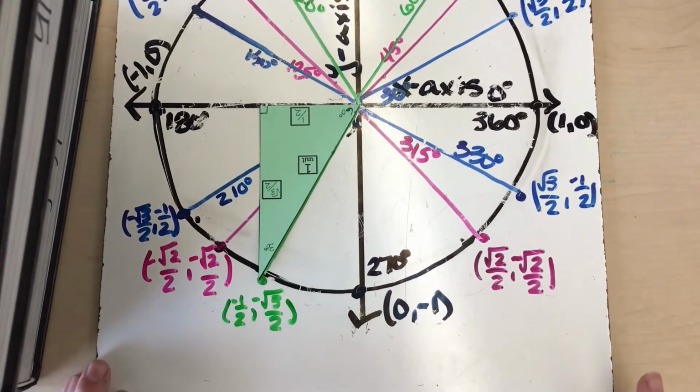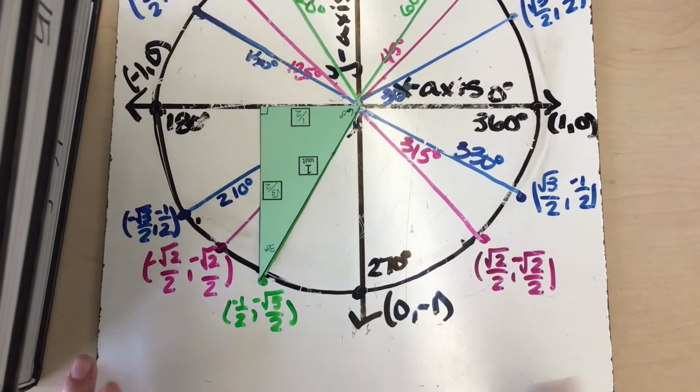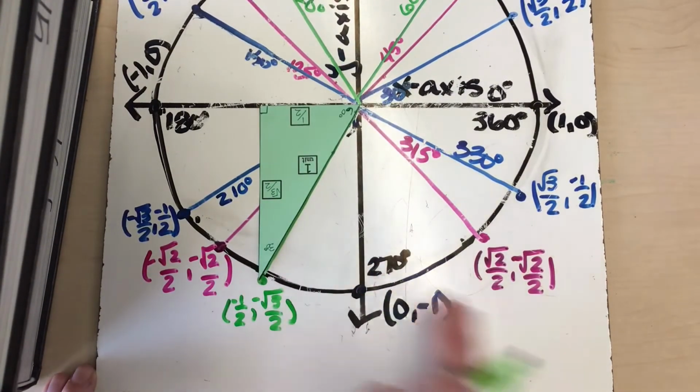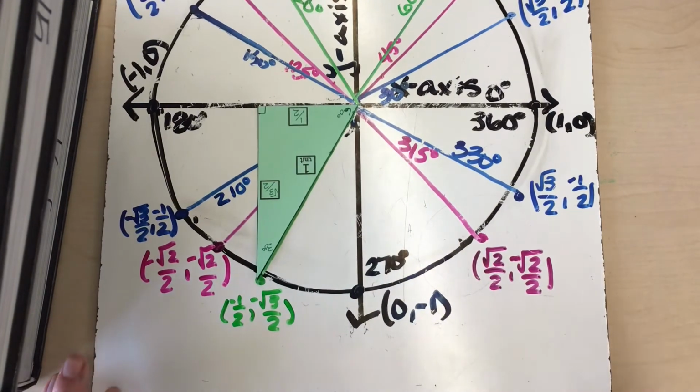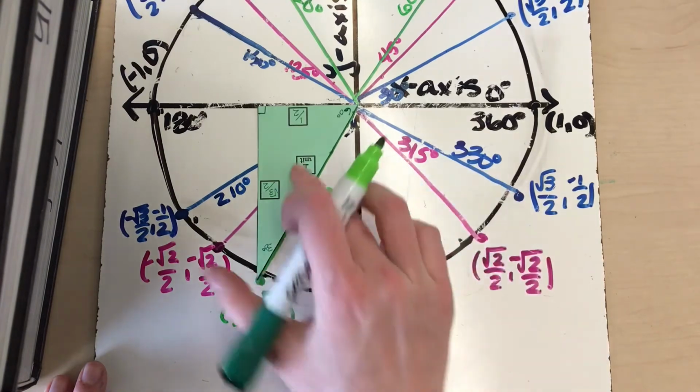Now, the final thing to do for this leg is to say what the degree measure of it would be. Again, you can think of this as 60 more than 180 or 30 less than 270. Either way, it still comes out to be 240 degrees.